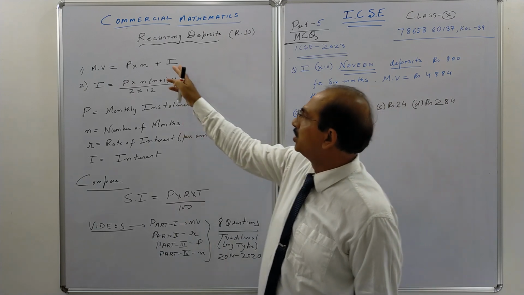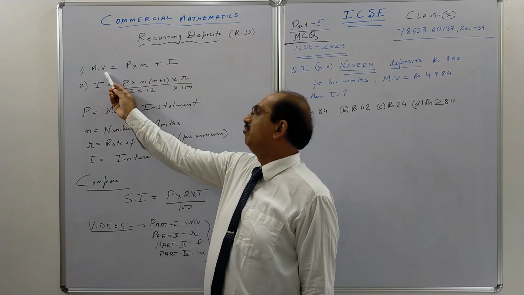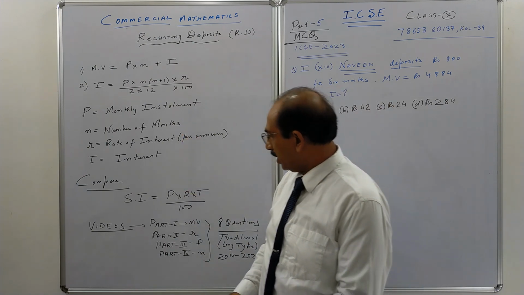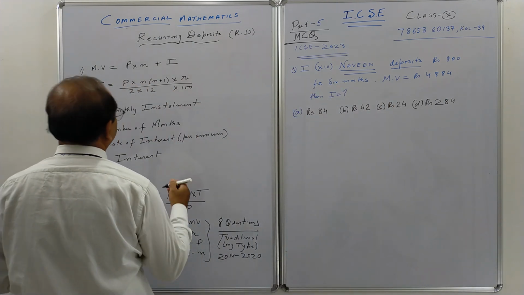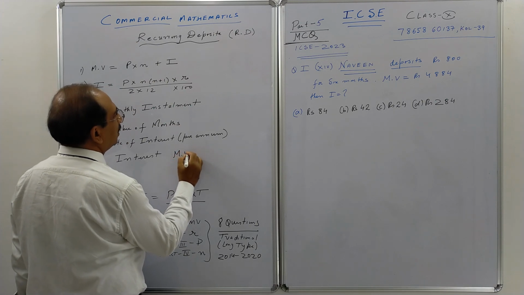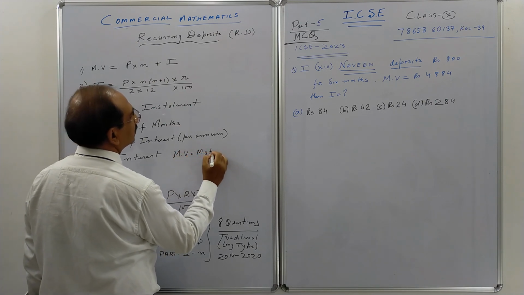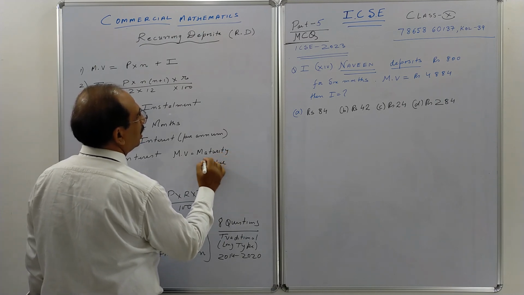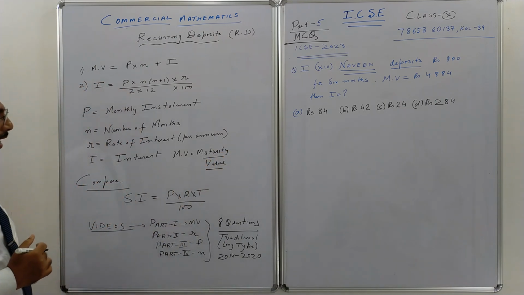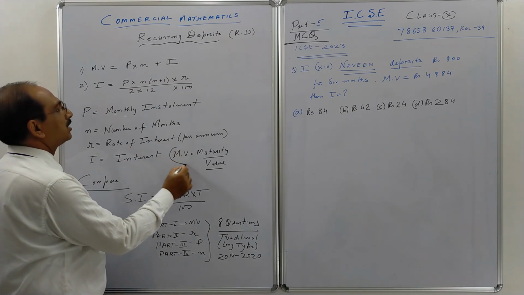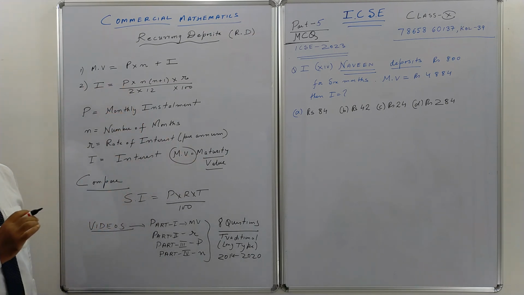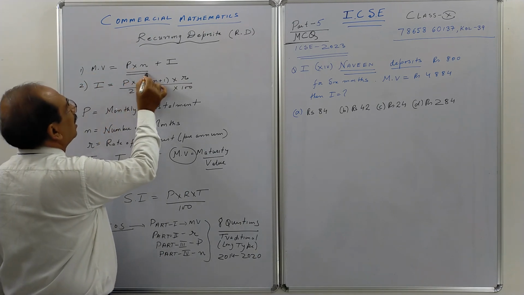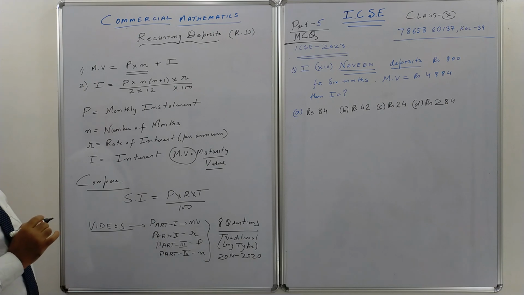See, at the very first formula, MV stands for maturity value, which means the money we get back from the bank. What we get back from the bank is what we deposit, P into N, it's our money. My money, I generally call it.